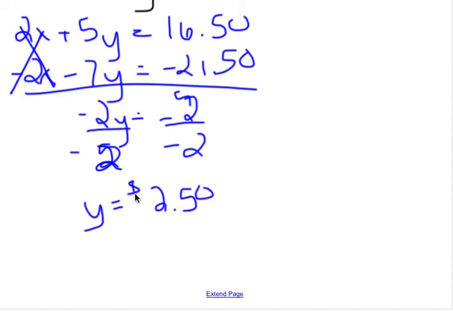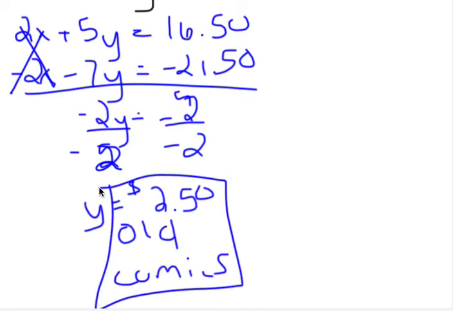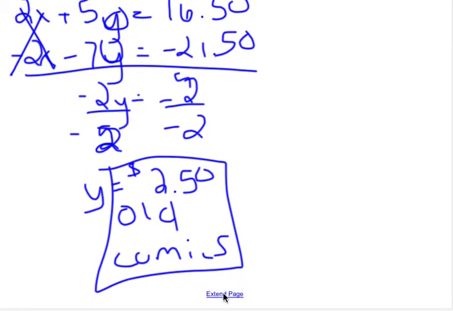Now remember that y represents old comic books. So it's going to be 250 for old comic books, which is $2.50. Then I'm going to take a look back at my original problem. So I can plug y in here or here. It doesn't really matter. I'm just going to plug it into the top one.